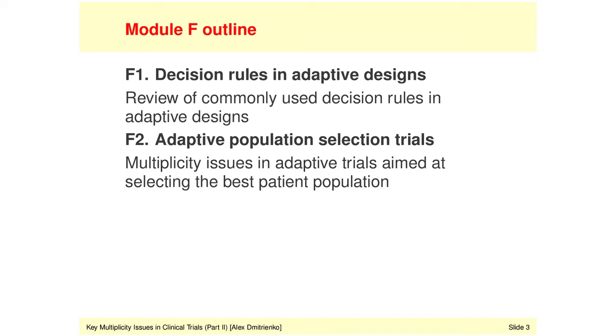In section 1, we will begin with a review of underlying principles and commonly used decision rules employed in adaptive designs. As an illustration, a case study based on an adaptive population selection design will be presented. There will be a good amount of technical details in this module, as well as various derivations, but we will stay at a fairly high conceptual level.